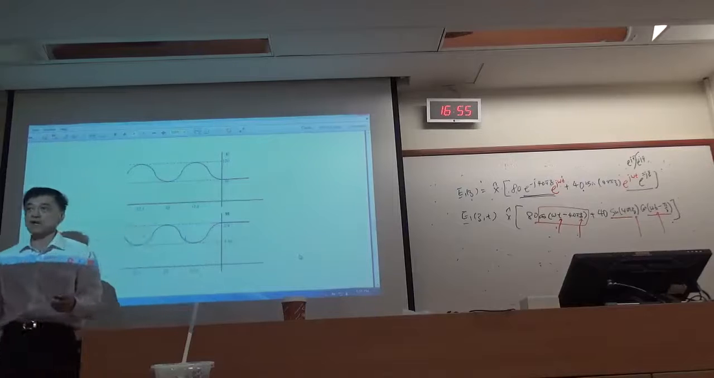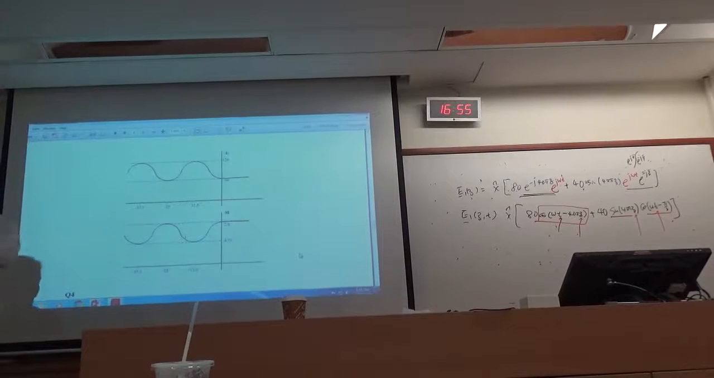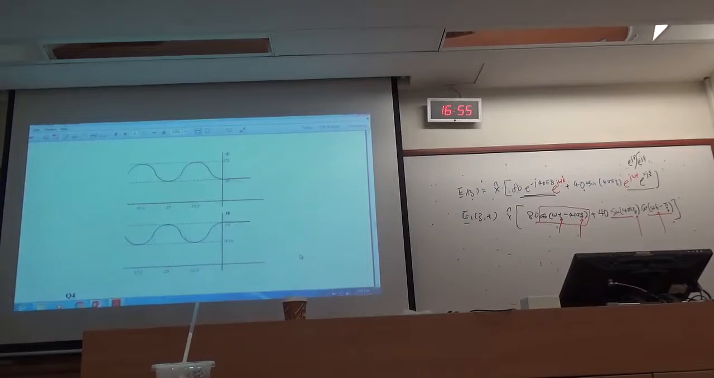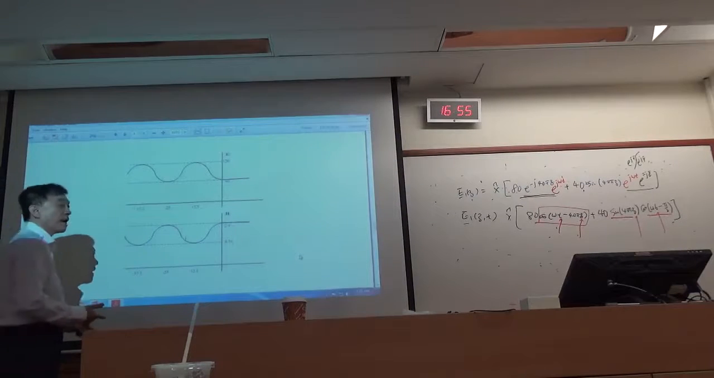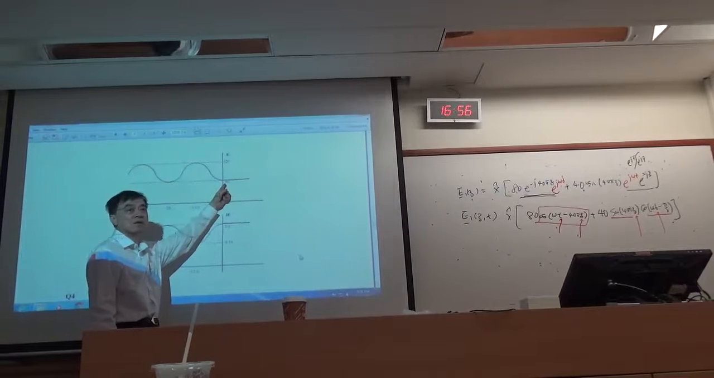They have to be, right? Because the tangential electric field is continuous across. If it's not the same, how can it be? First thing. Second thing, you see, my standing wave minimum is here because why?